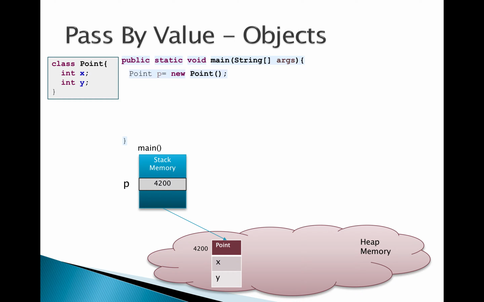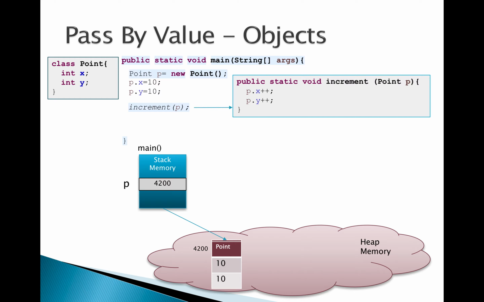Main method knows p, and with the help of the p reference variable, it will be able to access the object in the heap memory. Now what we are going to do here is make p.x equal to 10 and p.y equal to 10. So with the help of the reference handle, I'm just changing the x and y values to 10 and 10. Now I go back and call increment of p here.